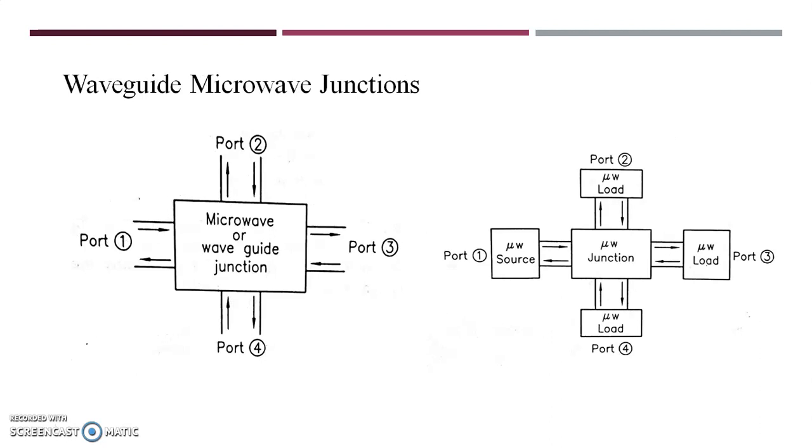It is a junction where two or more than two ports meet at a point. A 4-port network is shown in the figure: port 1, port 2, port 3, port 4. Basically, this scattering matrix gives the relationship between the incident power and the reflected power, and based on the incident and reflected power, we will find the scattering parameters. This is another figure, showing that the source is connected at port 1 and the loads are connected at port 2, port 3 and port 4.